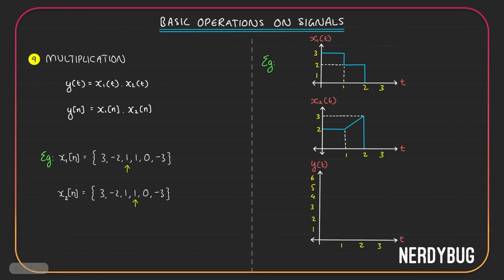Now let's do multiplication of signals. We can do that in continuous time signals and discrete time signals. For example, we have x1 of n, 3, -2, 1, 1, 0, -3, with the 0th term being 1. x2 of n, 3, -2, 1, 1, 0, -3, with the middle term, the 0th term, being 1. We have to find out the product. We'll call it y of n.